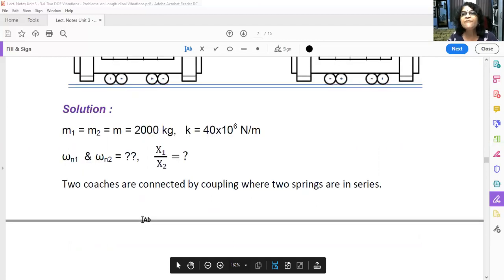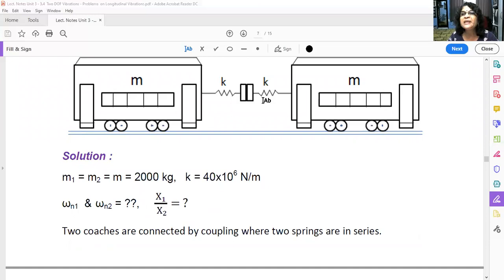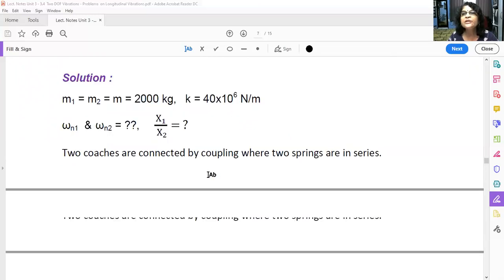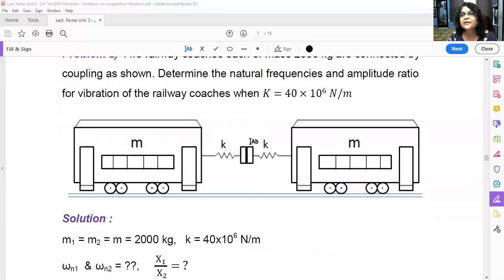Now let us simplify this diagram. These two springs can be replaced by a single spring. You know these two springs are connected in series. Don't imagine that this is a mass. This is a coupler, which has negligible mass. That's why don't imagine that these two springs are connected in parallel. No, these two are connected in series, because one is immediately connected to the other.